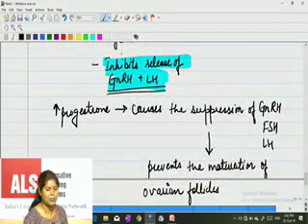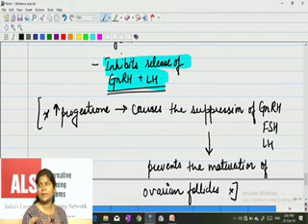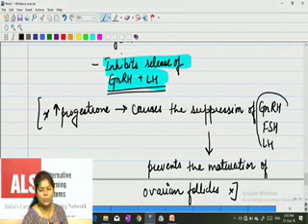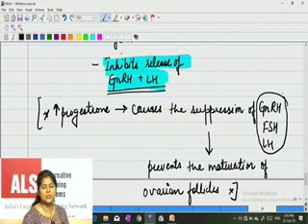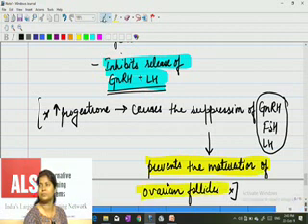So this is quite important for you. Am I clear with this concept? That high progesterone is going to cause the suppression of all these hormones. And if these hormones are not present, what is going to happen? Yes, this would not cause the maturation of the ovarian follicles. Clear? Everybody?